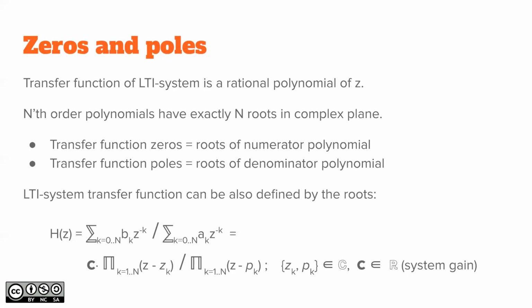Then we have the transfer function zeros, which are roots of the numerator polynomial. Then the upstairs of the division goes to 0, meaning that the transfer function is 0 at those special points. Poles are the dangerous spots, so to speak, the roots of the denominator polynomial. There the transfer function goes to infinity, which is quite a meaningless value.